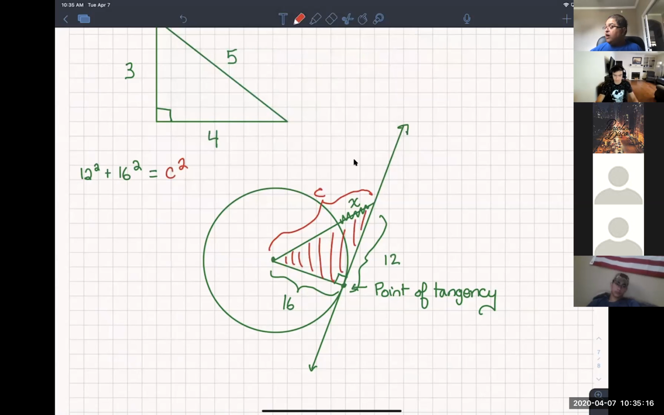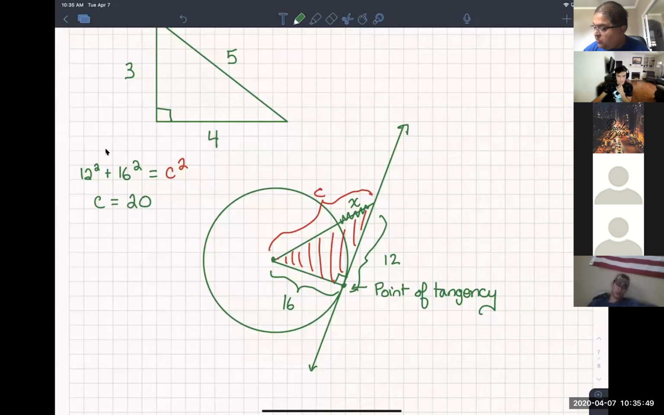And we know it's a right triangle because the radius is always perpendicular to the tangent at the point of tangency. So because this is a 90-degree angle, that makes this triangle a right triangle. Okay. Now, so we can use the Pythagorean theorem, and if we calculate it, we get that c is 20.